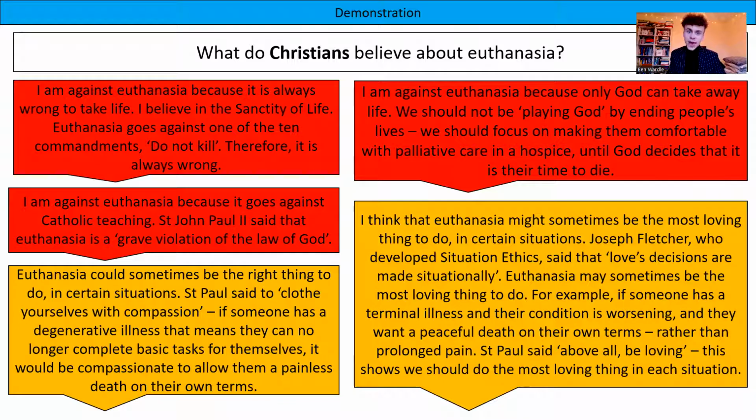Or a Christian might say, I think euthanasia might sometimes be the most loving thing to do in certain situations. Joseph Fletcher, who developed situation ethics, said that love's decisions are made situationally. Euthanasia may sometimes be the most loving thing to do. For example, if someone has a terminal illness and their condition is worsening and they want a peaceful death on their own terms rather than prolonged pain. St. Paul said, above all, be loving. This shows that we should do the most loving thing in each situation.